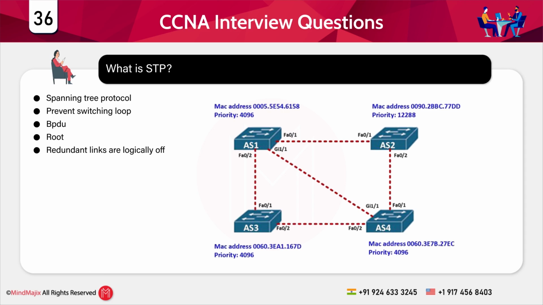If we have a loop in the network, the best switch will be elected as the root switch, and redundant links are logically turned off. Whenever required, these links will be utilized. So if the primary links, the important links which take us to the root switch, go down, then these redundant links are utilized.